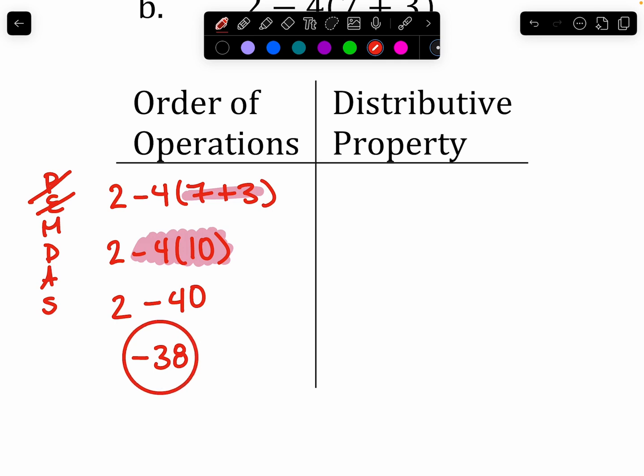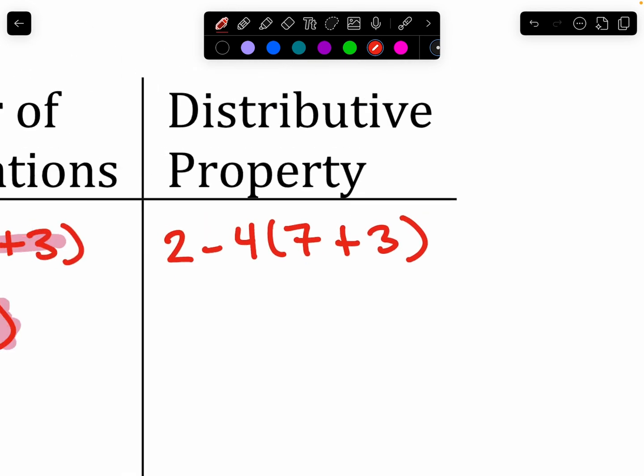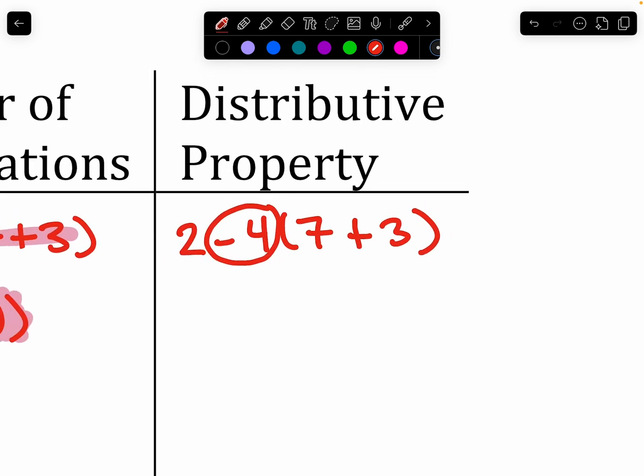Okay, so when I do the distributive property, hopefully I also get a negative 38 to ensure that I did this correctly. So now we're going to do 2 minus 4 times 7 plus 3. Okay, we have to be careful when we do the distributive property here. I have to distribute whatever is physically touching the parentheses, not just what's in front of the parentheses. What is physically touching the parenthesis right now is negative 4. That 2 is just hanging out by itself. It's not going to be very useful to me.